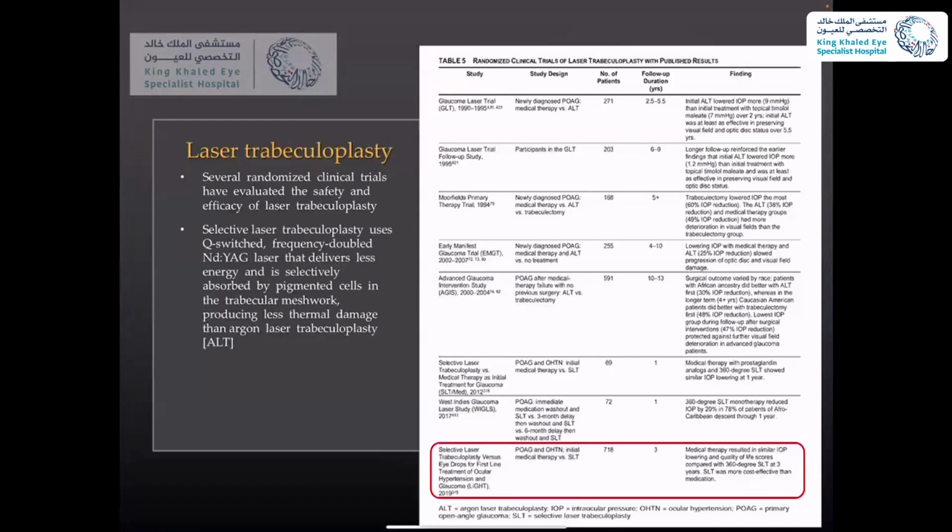So now we'll go to another option that is available nowadays for a patient to start with. It is laser trabeculoplasty. Especially selective laser trabeculoplasty is now used as a first line of treatment for a patient with primary open-angle glaucoma.